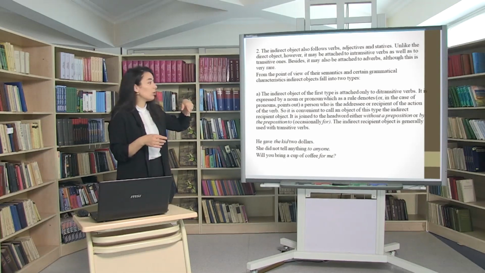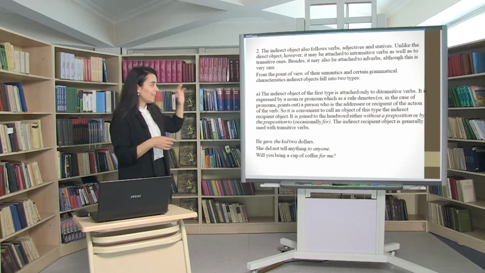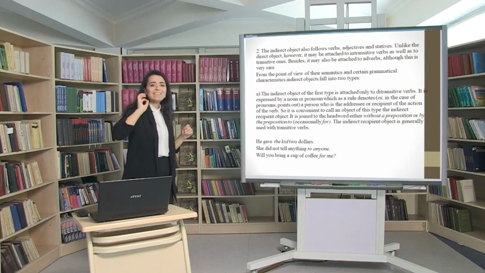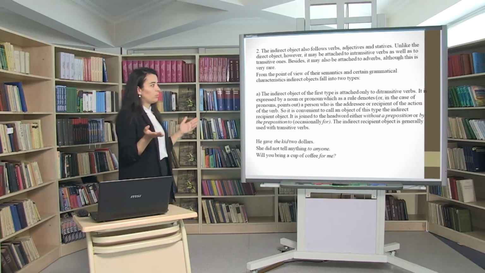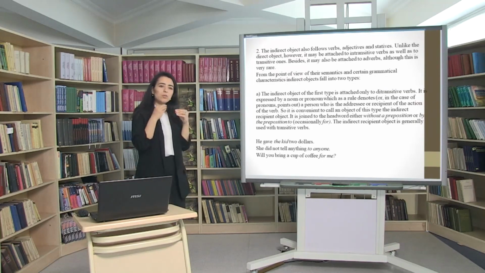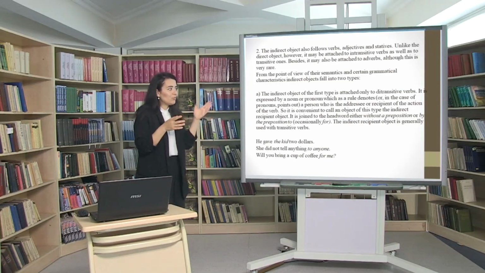The indirect object of the first type is attached only to detransitive verbs, or we can say intransitive verbs. It's expressed by a noun or pronoun, which as a rule denotes a person, which is the addressee or recipient of the action of the verb.